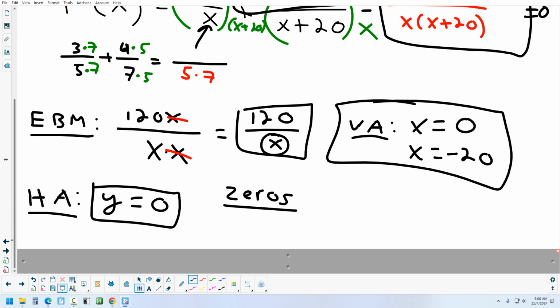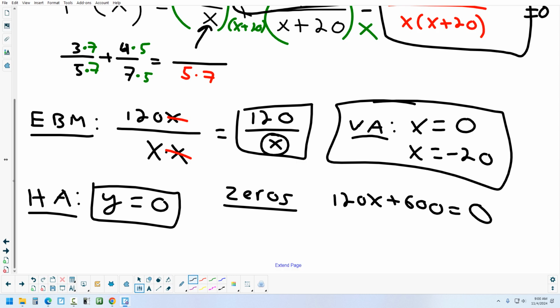So take 120x plus 600, that's the top, and tell me what would make the top 0. Okay, and that'll tell you where it crosses the x-axis, because that's what we're trying to find. The zeros are the x-intercepts. Okay, what would be my first step to solve that equation for x? Minus 600. And now divide by 120.